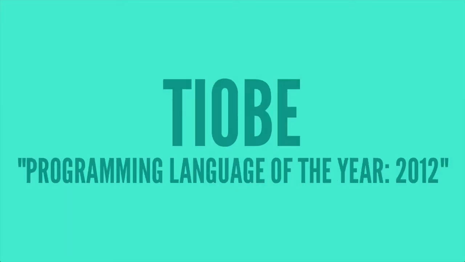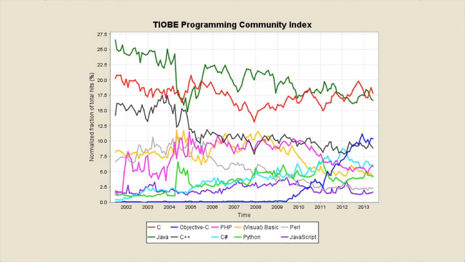TIOBE has an index of the top languages, which is based on popularity. That itself is derived from search traffic. And they named it the language of the year in 2012. Actually, if you look at the graph, it's startling. That thing that just comes out of nowhere after 2009, that's Objective-C. It's now either number 2 or number 3 behind C and Java.